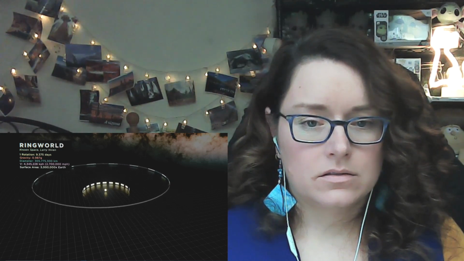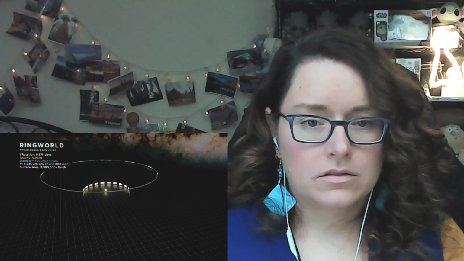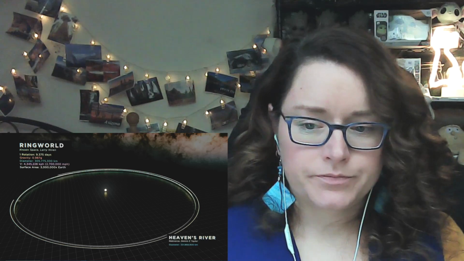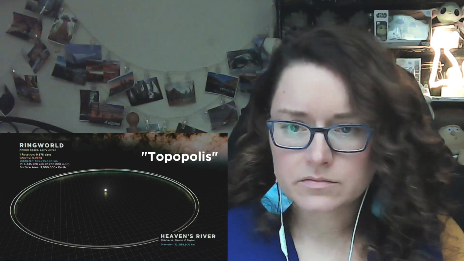So Niven then addressed this in the next book by adding Bussard ramjets around the ring to maintain its position and creating some drama for the story too, which I won't spoil. This is another time I hear mention of those books, The Ringworld. Heaven's River from the Bobiverse by Dennis E. Taylor. Heaven's River is a topopolis.